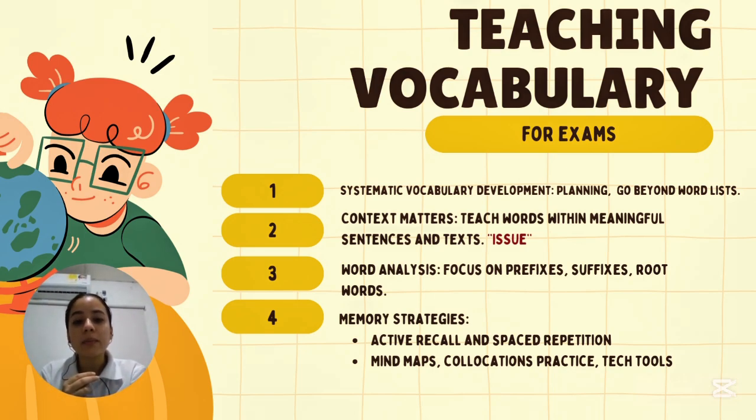Next, this chapter recommends memory strategies. This includes techniques like active recall, where students try to remember words without looking at them, and spaced repetition, which means reviewing vocabulary at strategic intervals. Visual tools like mind maps are also very helpful, as well as practicing collocations, that are basically natural word combinations like make a decision or take a risk. Technology is a big support here too, with apps like Quizlet, Memrise, or Wordwall being great for reinforcing vocabulary and autonomy in students.